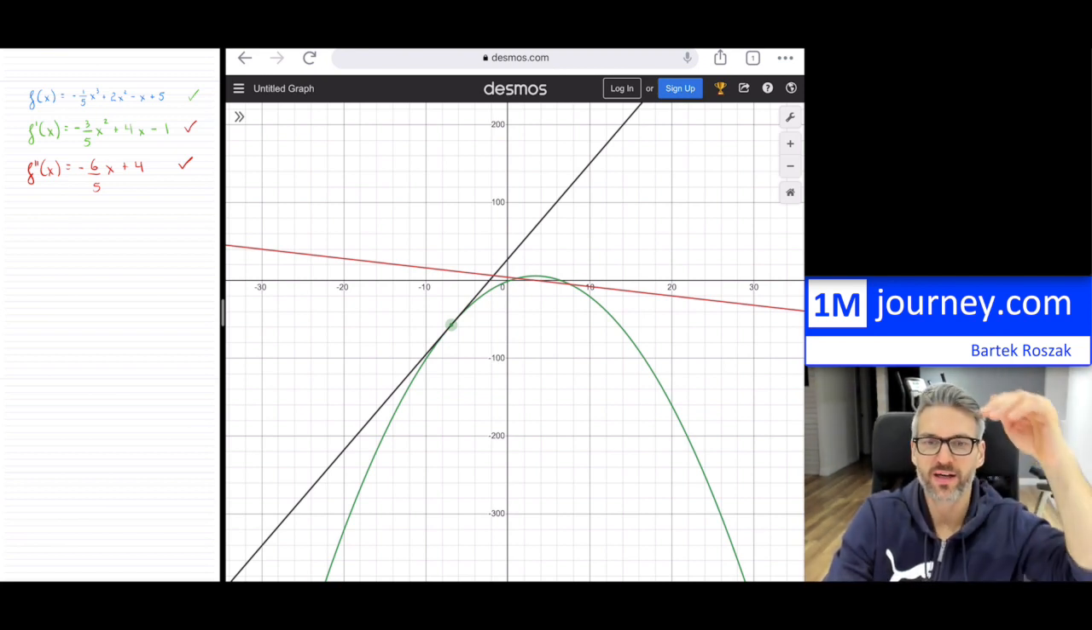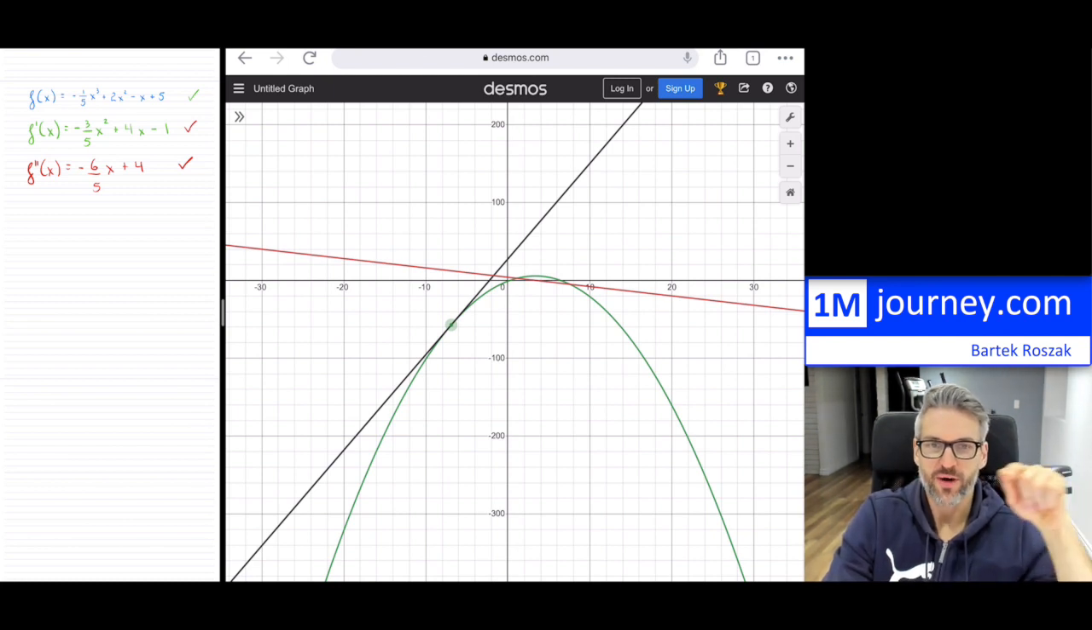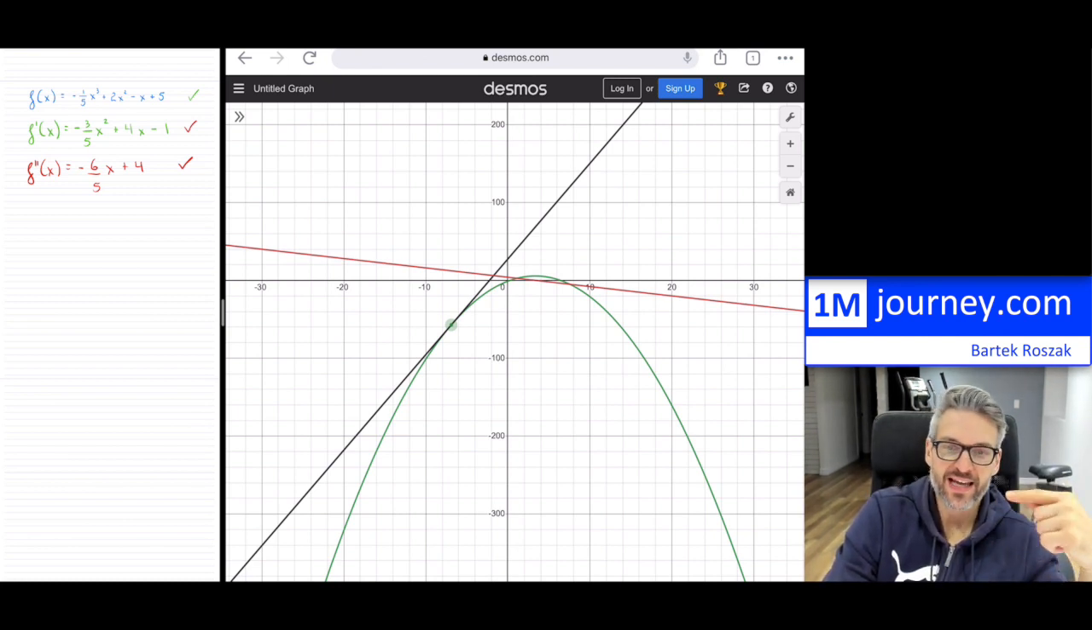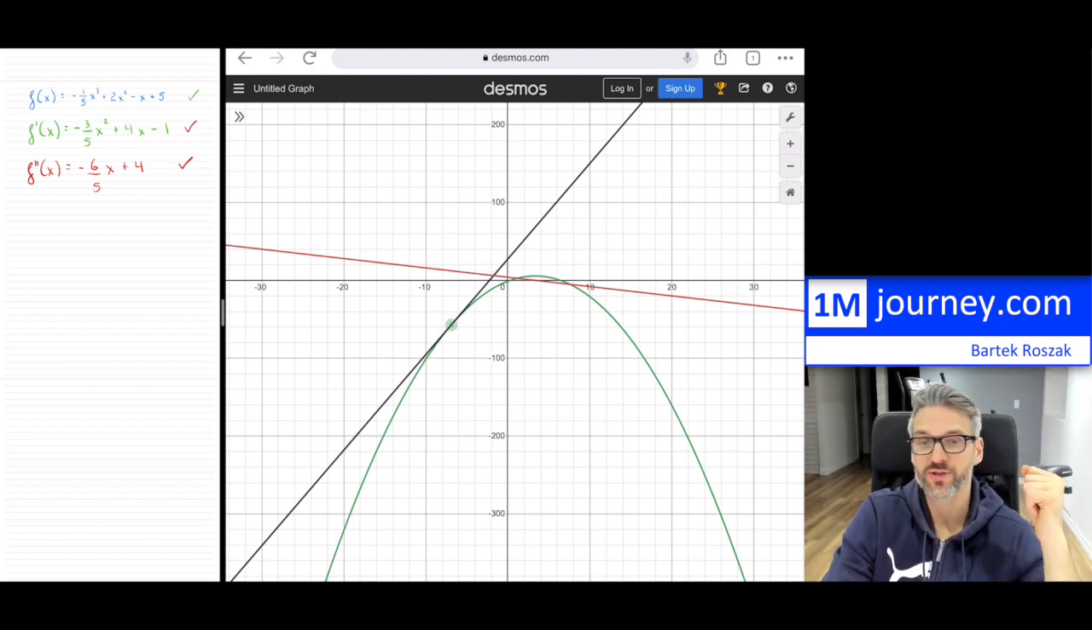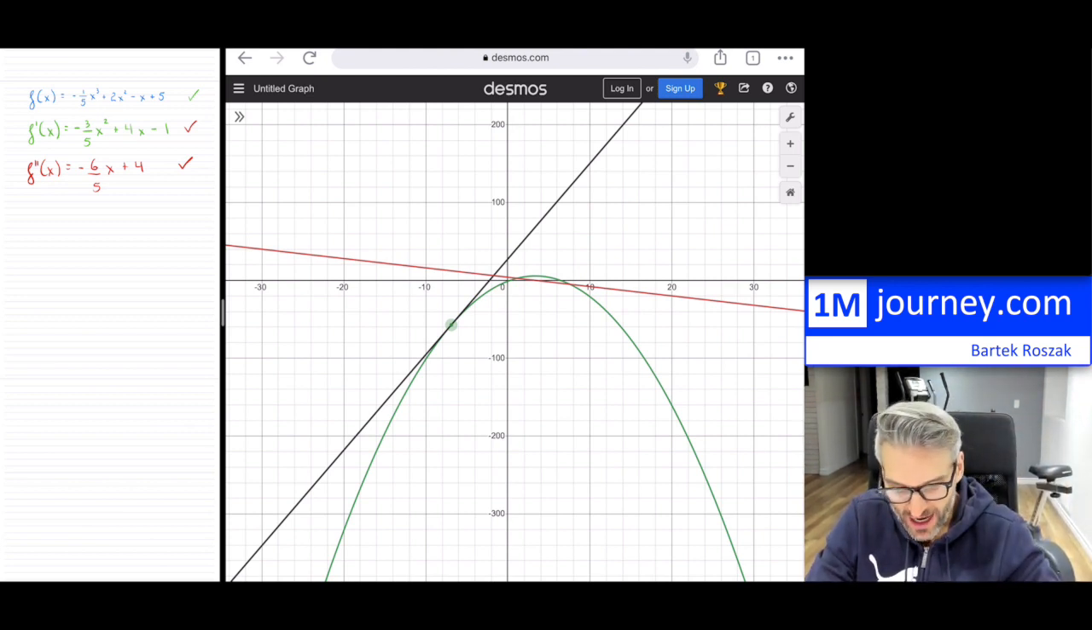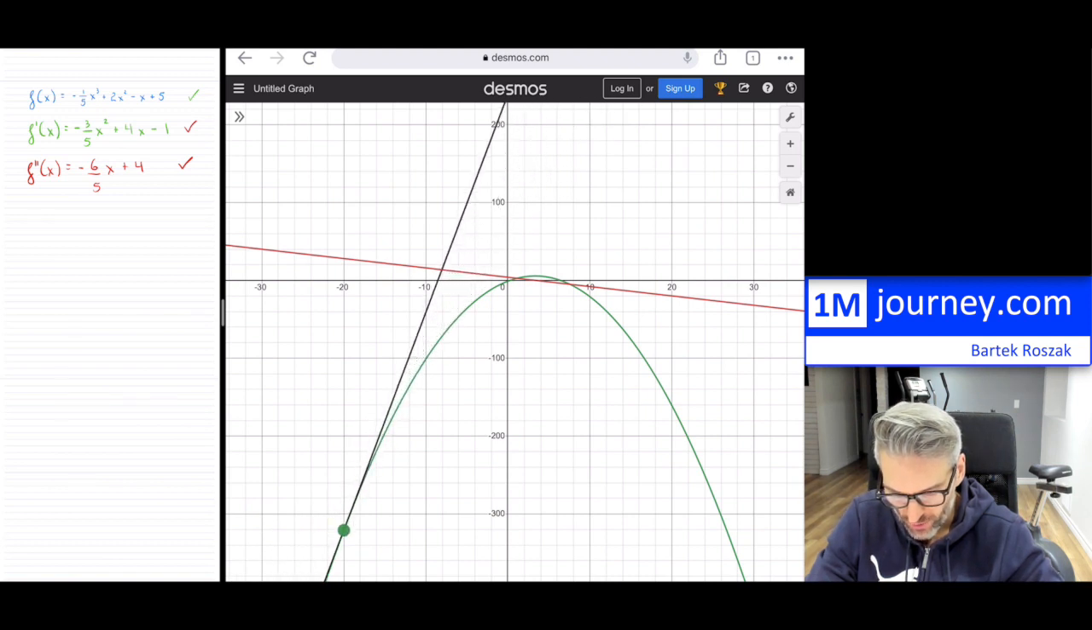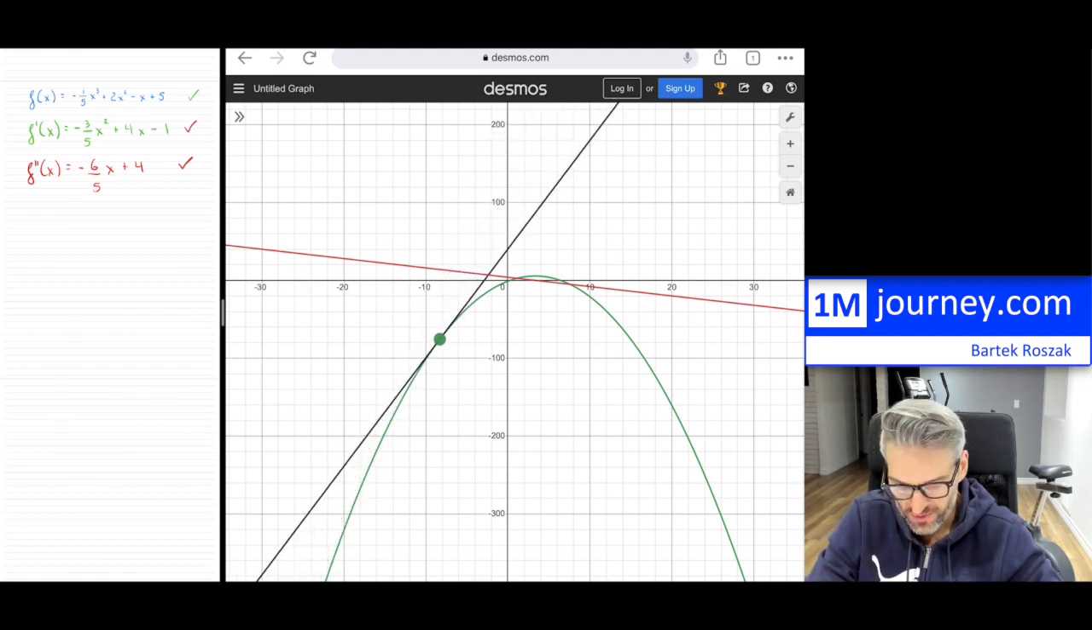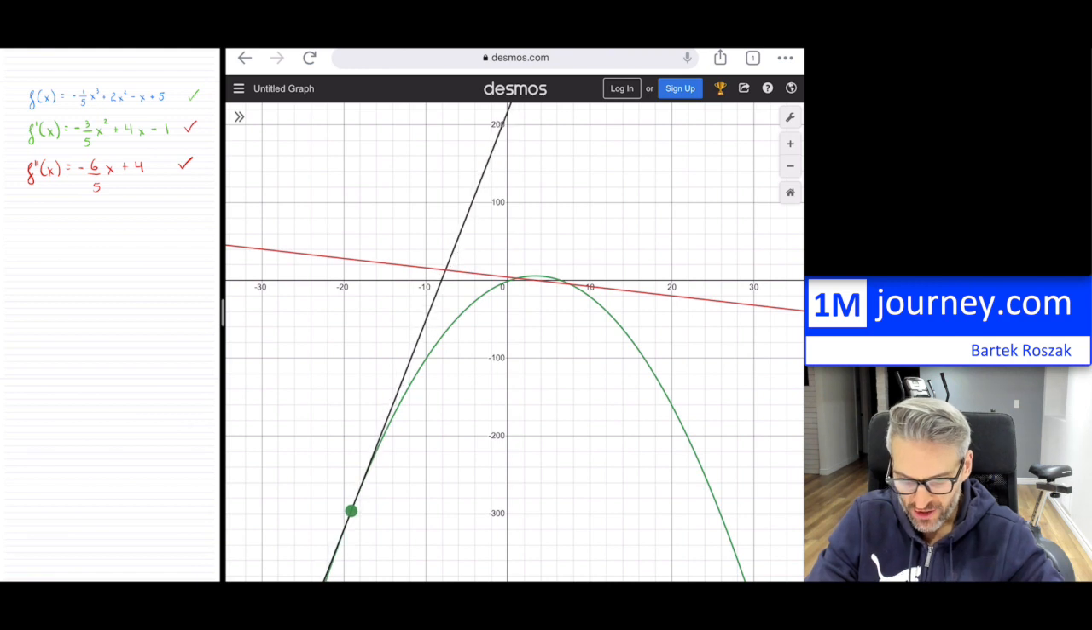So that's the parabola. It's facing downwards, right? And now if I take the derivative of this, which means it's the second derivative of the original function, what I'm really doing is trying to find the rate of change with respect to this parabola, right? So notice here, the slope is positive, right? And it's pretty steep.